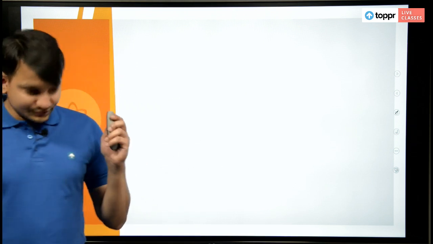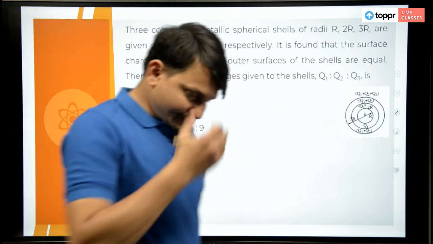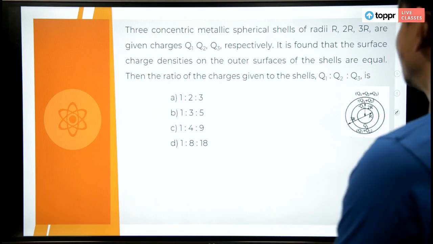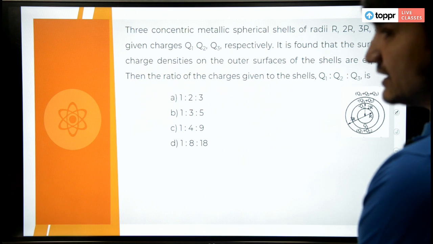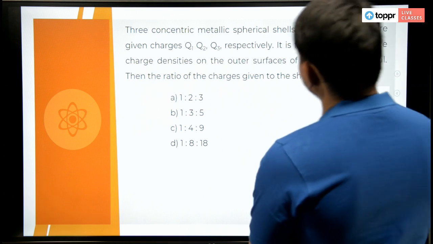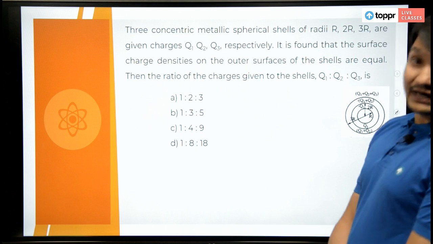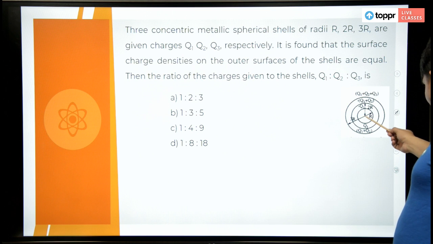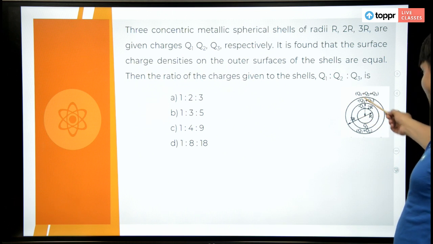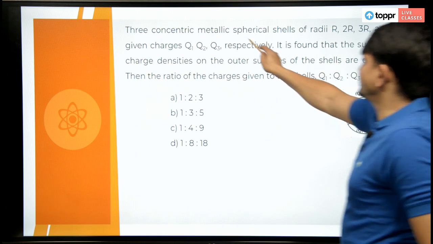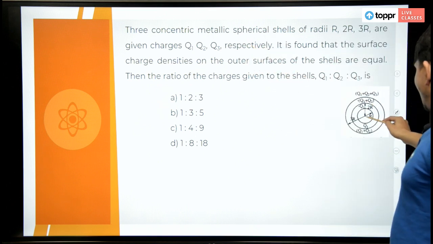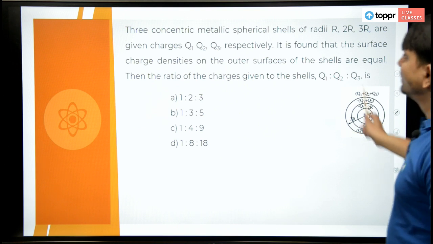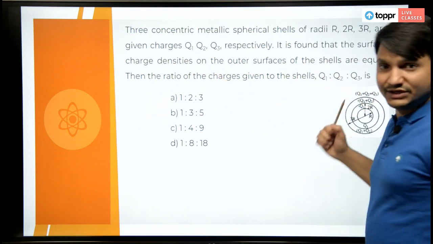Now let's go back to our question and read it together. Let's see if we can do it by the explanation I have just covered. It says 3 concentric metallic spherical shells of radii r, 2r and 3r. See this image here, it has 3 metallic spherical shells, r, 2r and 3r, and they have charges Q1, Q2 and Q3.